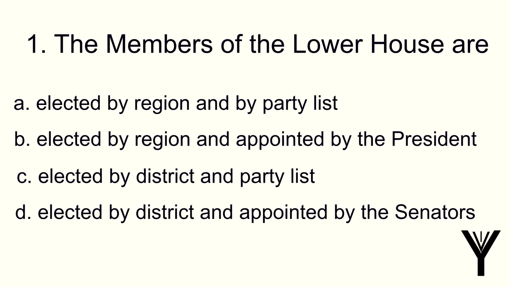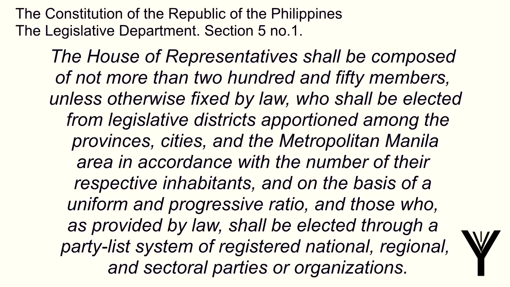The correct answer is C. Elected by district and party list. The House of Representatives shall be composed of not more than 250 members, unless otherwise fixed by law, who shall be elected from legislative districts apportioned among the provinces, cities, and the metropolitan Manila area in accordance with the number of their respective inhabitants, and on the basis of a uniform and progressive ratio, and those who, as provided by law, shall be elected through a party list system of registered national, regional, and sectoral parties or organizations.